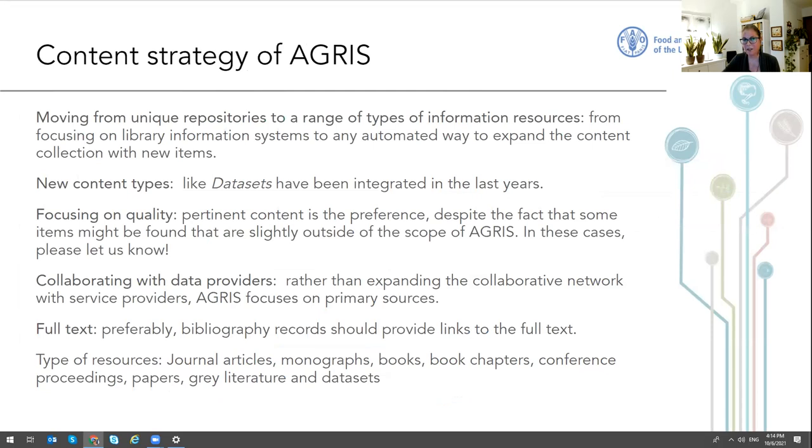The content strategy changed dramatically during the last years. We are moving from unique repositories to a range of types of information resources. We are also now ingesting data sets. We are focusing very much on quality. We are not really looking for getting a lot, but what we get should be pertinent and should be in the scope of Agris. We are collaborating with data providers.